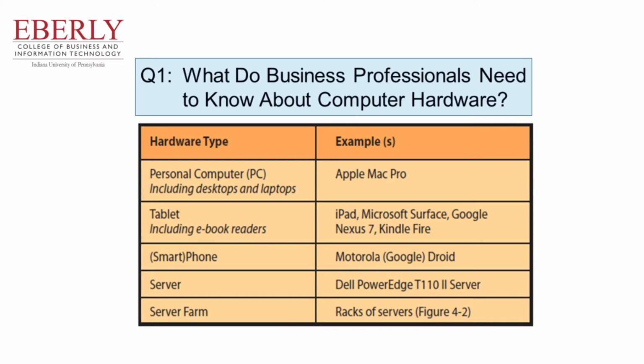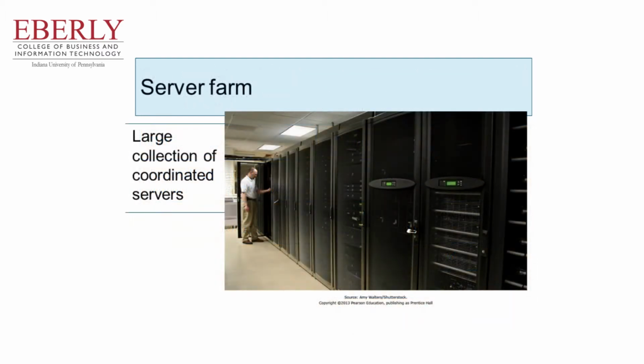Magnetic disk is by far the most common storage device. Optical disks such as CD or DVD are also popular. Types of hardware. Figure 4.1 lists the basic types of hardware, which include PC, tablet, smartphone, server, and server farm. Increasingly, server infrastructure is delivered in what is termed the cloud. See Figure 4.2. All other computer devices that access servers and the cloud are called clients.